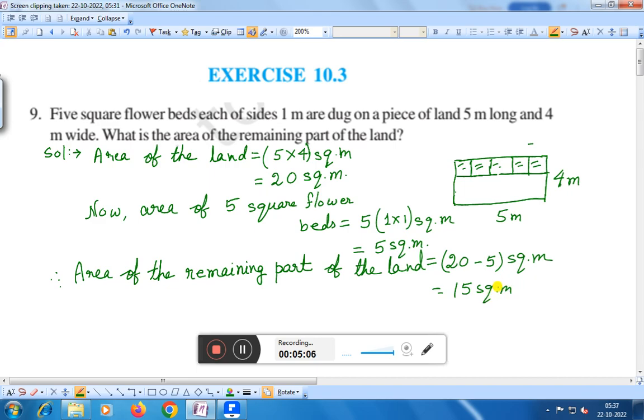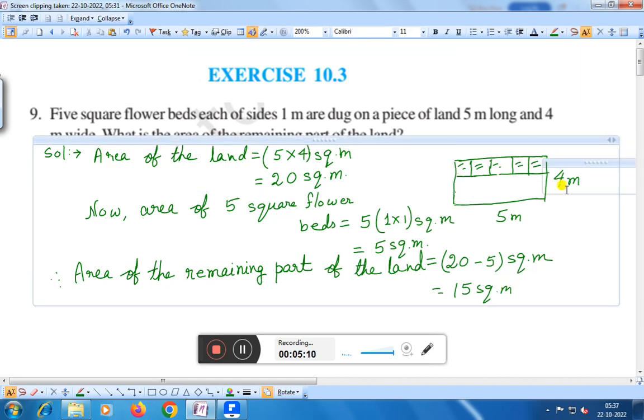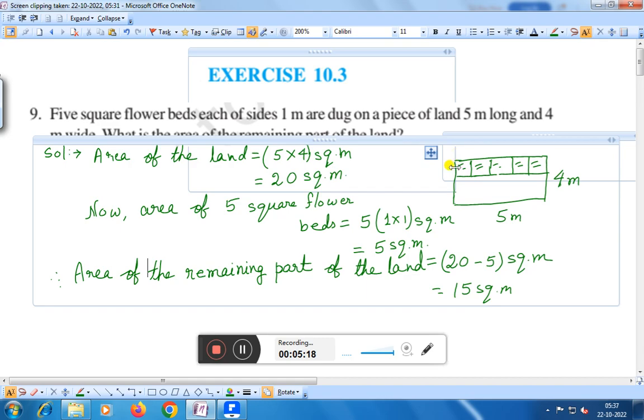Once again we are repeating. Here you see that first of all we will find the total area, that is 5 into 4, that is 20 square meter. Now 1 square bed is 1 meter into 1 meter, therefore the area of one square flower bed is 1 square meter, and there are 5, that is 5 into 1 into 1, that is 5 square meter. Therefore area of the remaining part of the land is 20 minus 5, that is 15 square meter. This is the solution of question number 9.